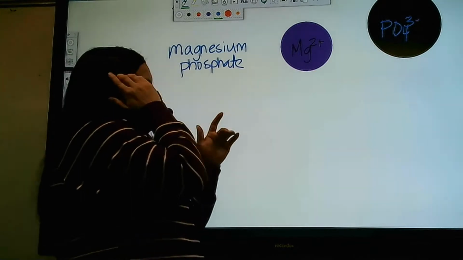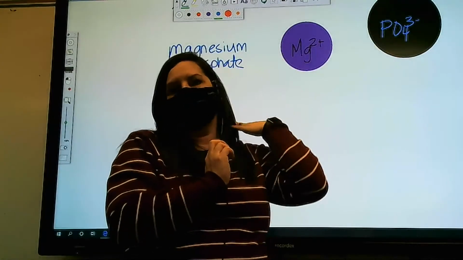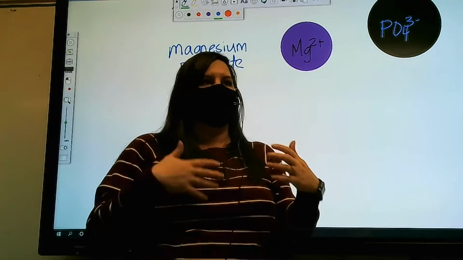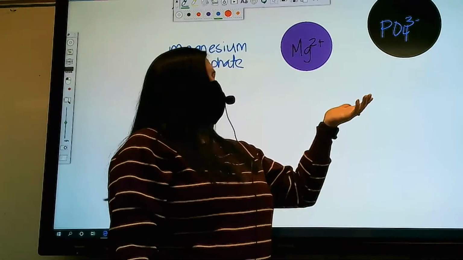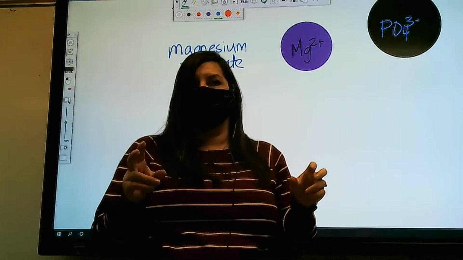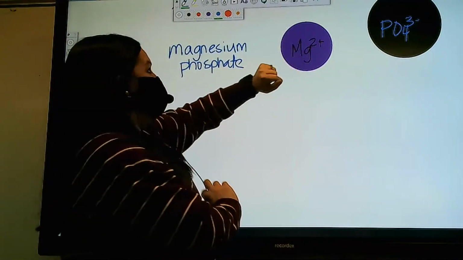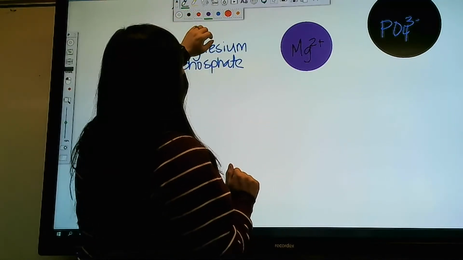Now, my question to you is, is this balanced? Is it equaling 0? How would I get this equal to 0? What is the number that I need to get these charges to? I can't get 2 to be equal to 3, so I'm going to need to go for that least common denominator, which is 6. So how many magnesiums would I need then? I'm going to need 3 magnesiums, good.